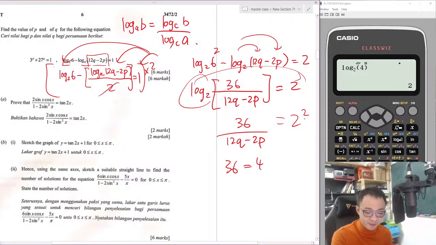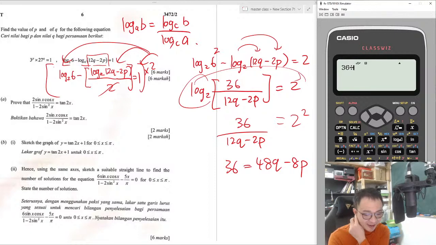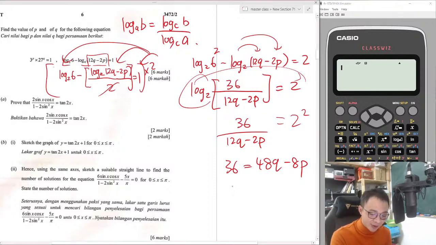This is 4 multiply this one, right? 48q minus 8p. Alright, so I can make the numbers slightly smaller by dividing by 8. Can 36 divide by 8? No, divide by 4 maybe. Okay, so this one will give me 9 minus 12q minus 2p, because I don't want the numbers so big.